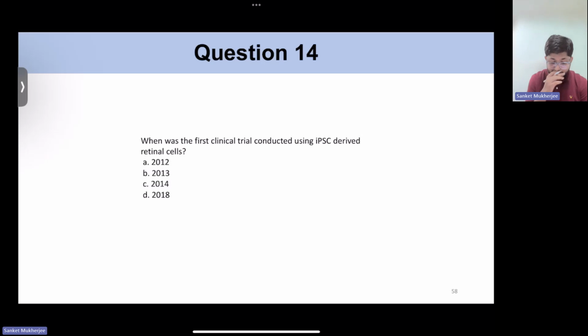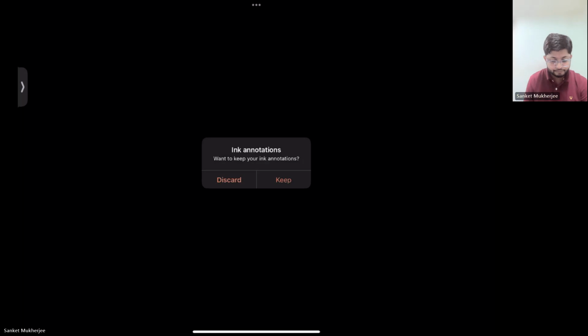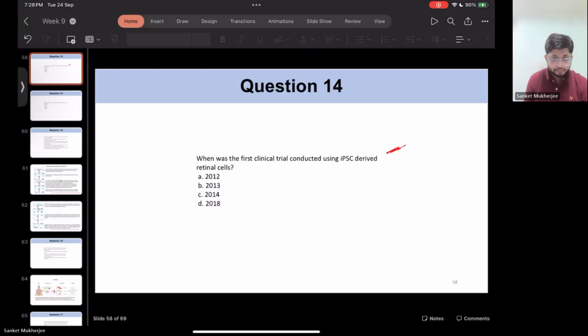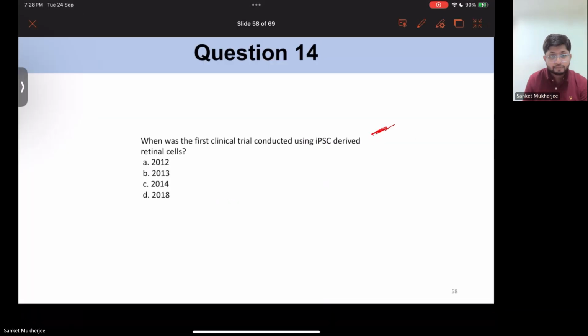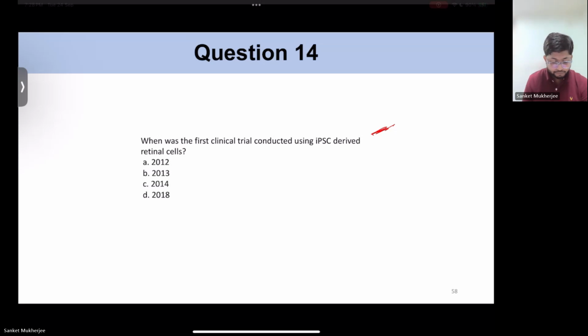When was the first clinical trial conducted using iPSC derived retinal cells? So you can read the question. It was done in 2014.